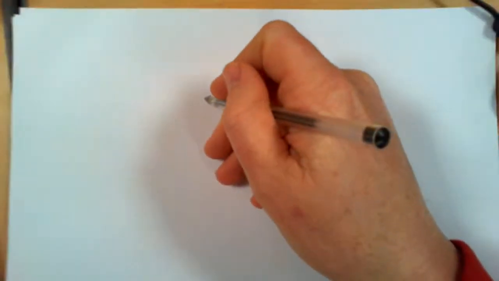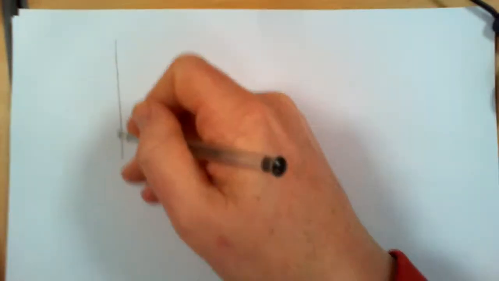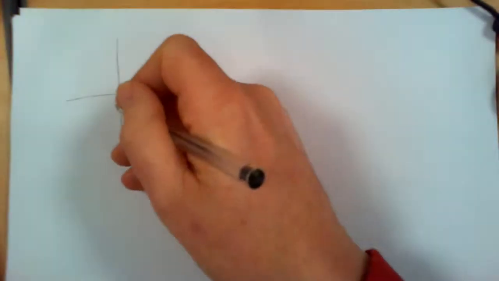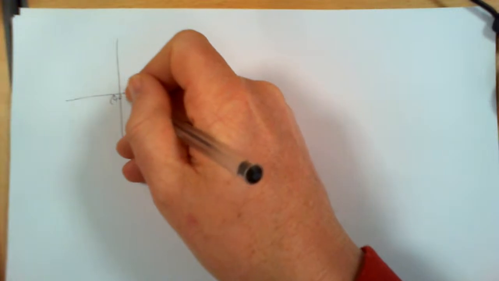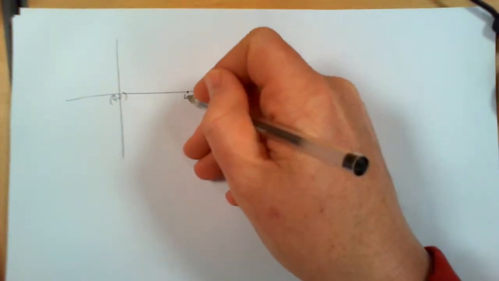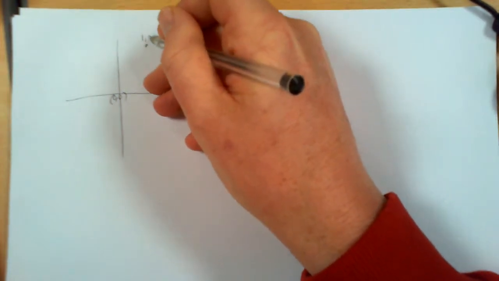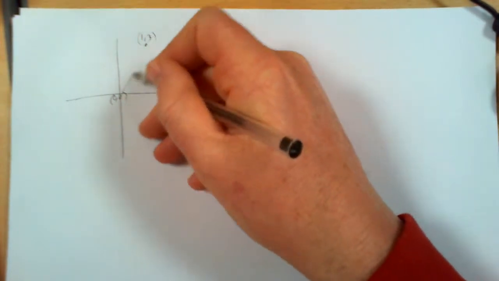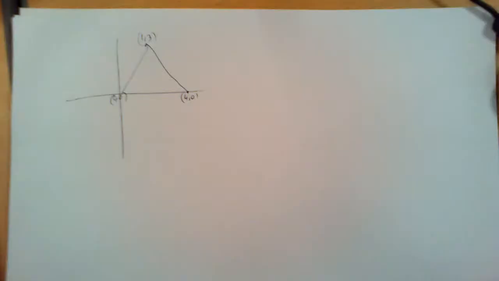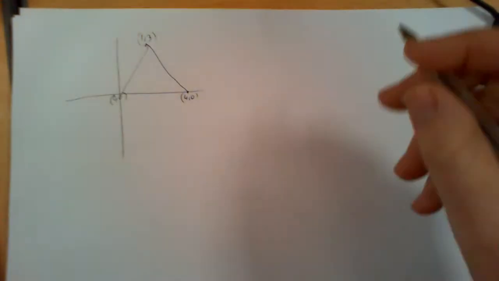Hello everyone. Today we're going to keep going with the orthocenter, the centroid, and the circumcentre. I'm going to give you another one. Let's do a quick sketch with the points (0, 0), (4, 0), and (1, 3). It looks something like that, and we're asked to find the circumcenter.